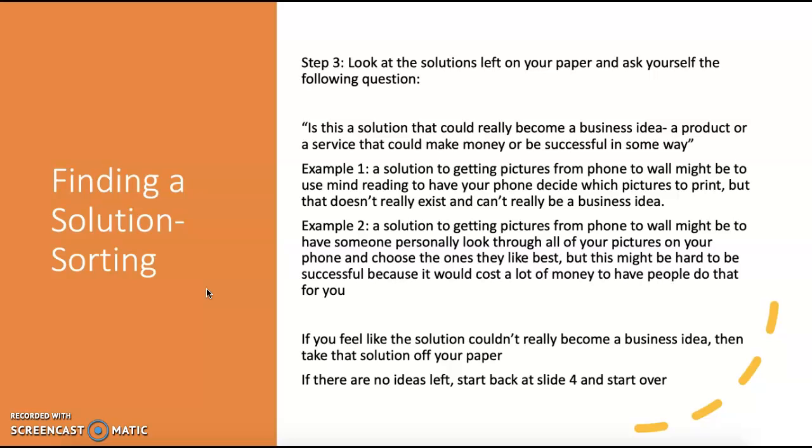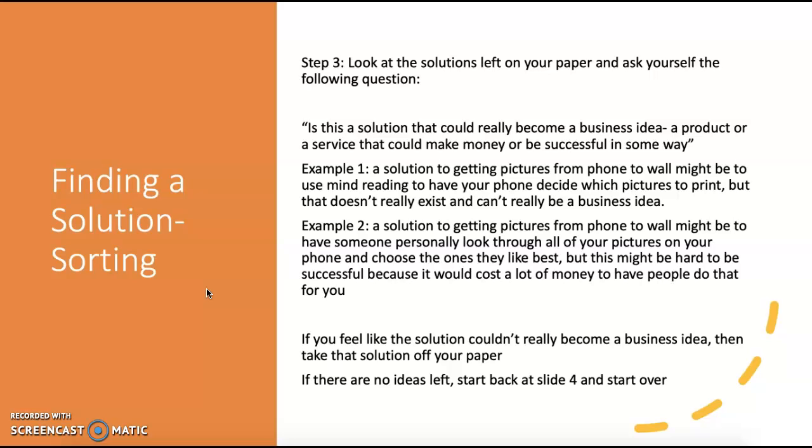So, for example, a solution to getting pictures from phone to wall might be to use mind reading to have your phone decide what pictures to print. But that doesn't really exist, and the logistics of doing something like that and the technologies available to do something like that aren't really around right now, right? So that's something you would want to remove. But a solution, for instance, like having someone personally look through all your pictures on your phone and choose the ones they like best, might be hard to also be successful, right? Because it would cost a lot of money to have people do that for you.